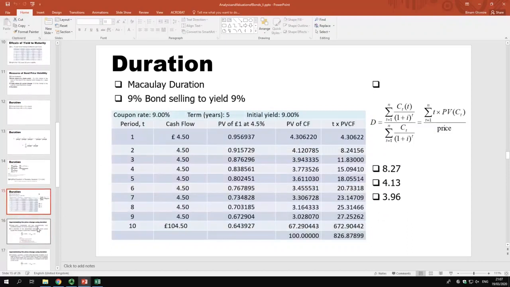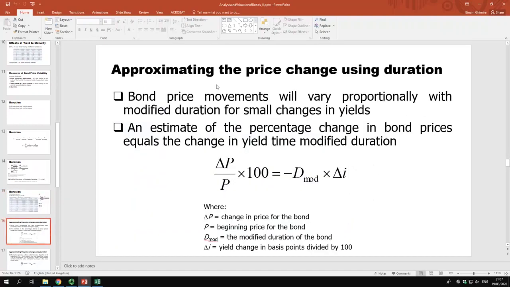So what we'll do in the next set of videos, we will apply the modified duration to talk about approximating the price change using duration.